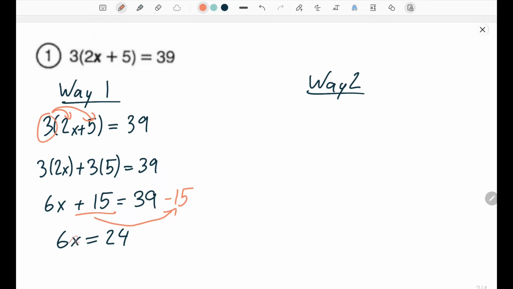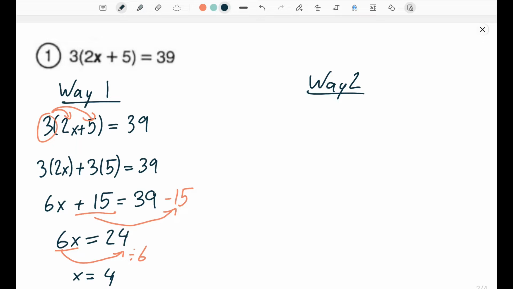And then the next thing is we have the 6 times x. Remember, 6x is 6 times x. So to move that 6, we have to divide by 6. And so x is going to equal 24 divided by 6, which is just 4. That is method number one to solve that particular equation.